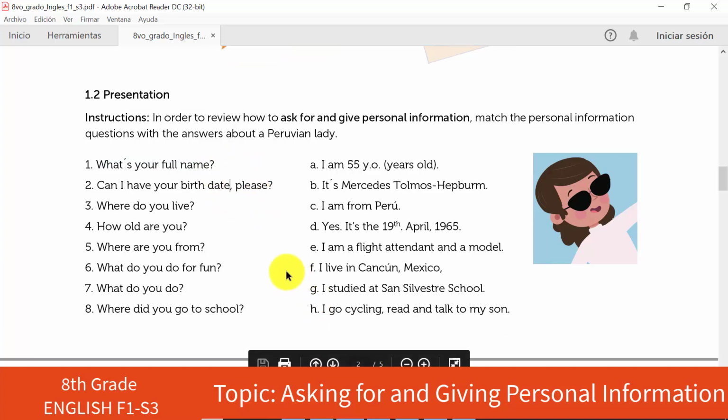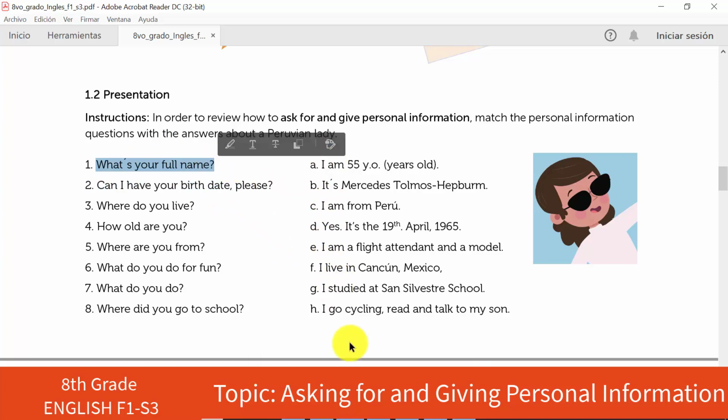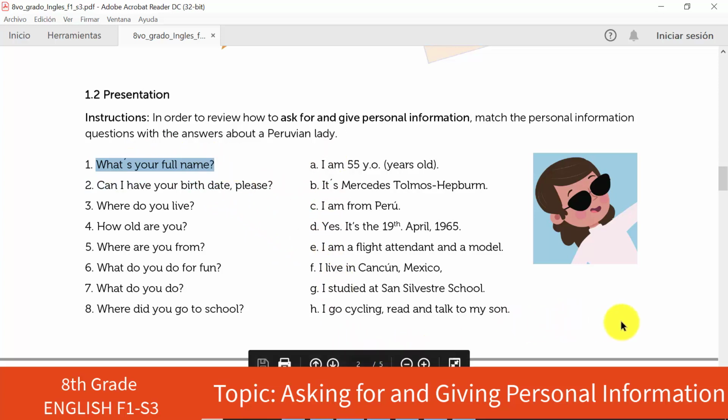For example, in this case, what's your full name is the question. De estas, which one do you think is the answer? ¿Cuál dirías que es la respuesta de la number one? Which one would you say is the answer?